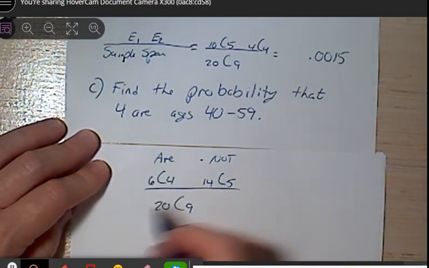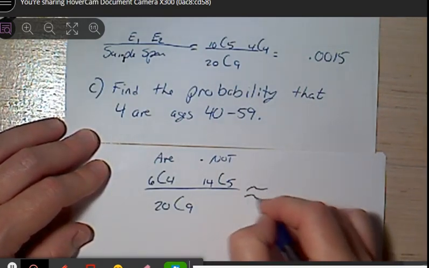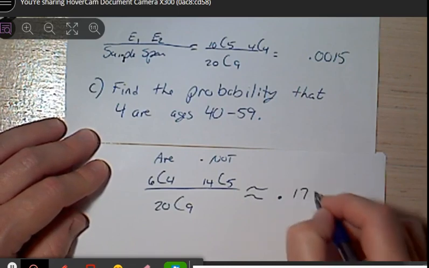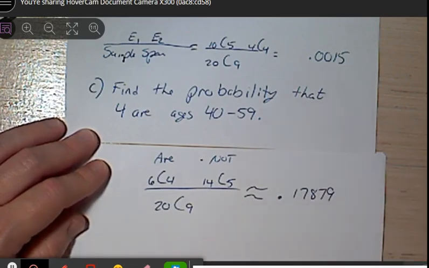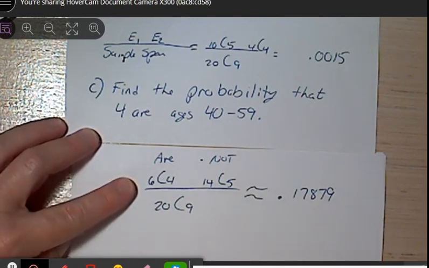All right, and then same thing. You just take all this, punch it in your calculator, work some numbers, and this one comes out a little bit better, actually a lot better percentage-wise. It would be 0.17879. So you'd have about an 18% chance, move that over 2 decimal places, of getting 4 out of the 6 that are between the ages of 40 through 59.